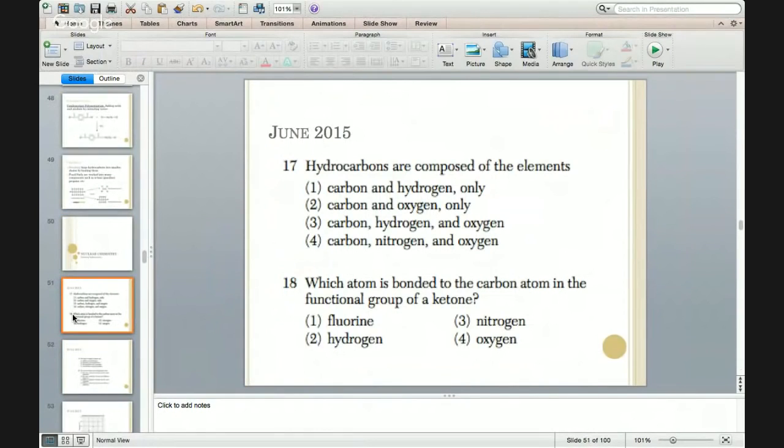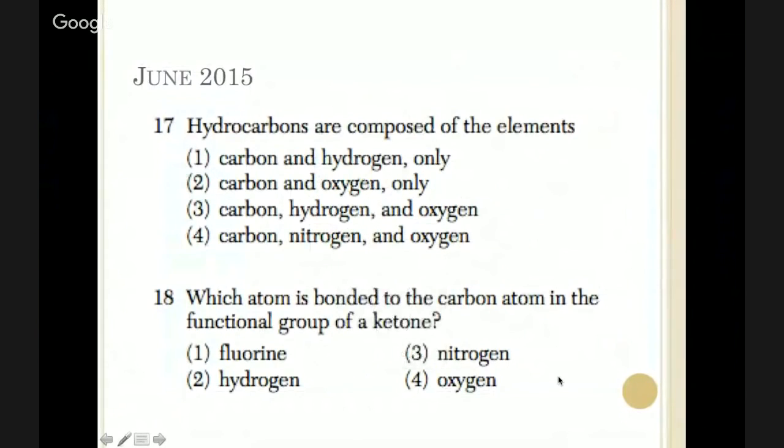All right, so the June 2015 exam has some. I felt like you can find these examples anywhere, but I just wanted to go through the recent exam. Hydrocarbons are composed of elements of, hopefully you picked hydrogen and carbon only. And 18, which atom is bonded to a carbon atom in a functional group of a ketone? So you're going to look at your ketone and see that it has a double bonded O in the middle of the chain, so I'm going to pick oxygen.